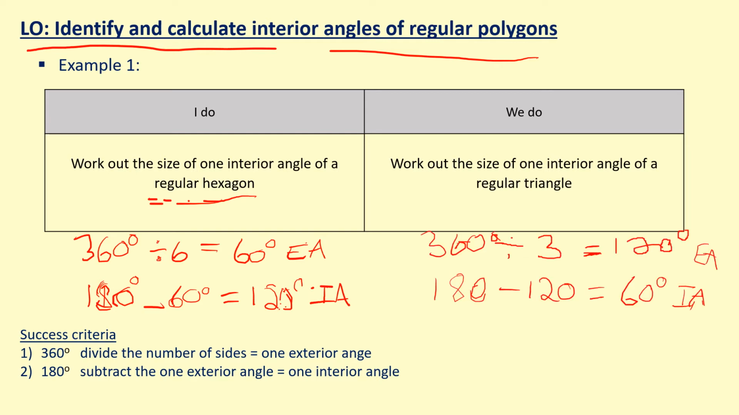So then Year 8, there's your answer to the we do. You get 120 degrees for the exterior angle, and then you take that away from 180, following our success criteria steps, and we get 60 degrees as an interior angle. It was for a triangle, so that's why I divided by 3. All skills we should know from last lesson.